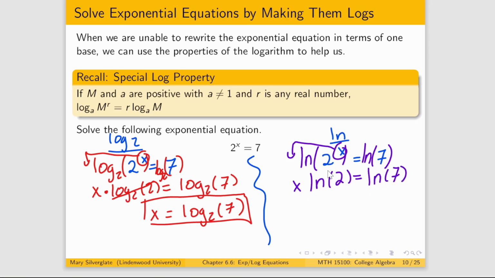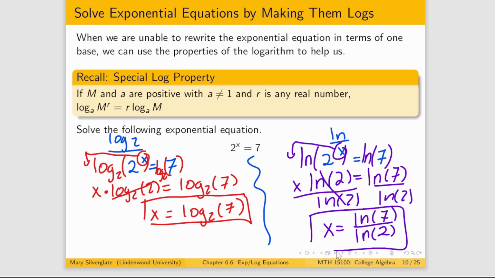Now this time the natural log of 2 doesn't become 1, it's just some other number. But if I have x times a number equals another number, how would I get x by itself? I would undo multiplying by the number, even if it's really funky, by dividing by that number. So I can divide by the natural log of 2 on both sides. Then I get x is the natural log of 7 over the natural log of 2, which if you notice is actually the same result you would have gotten by using the original result and then employing the change of base formula as well.